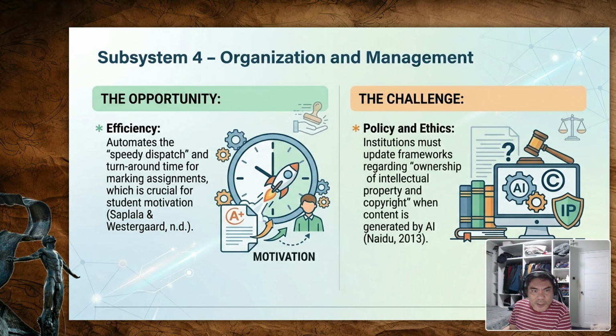The challenge for us as administrators is policy lag. Our technology is moving faster than our rules. We must urgently establish new frameworks for academic integrity and intellectual property, especially when content is being co created by humans and AI.